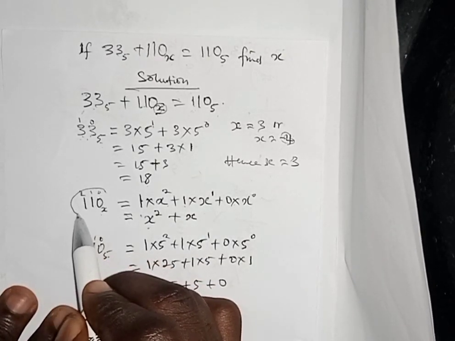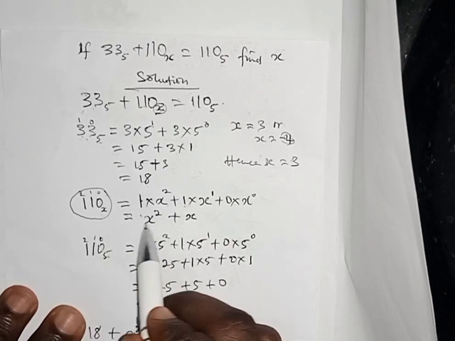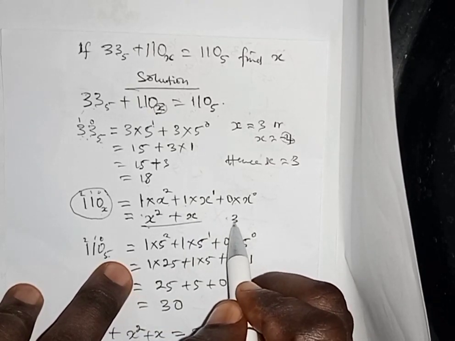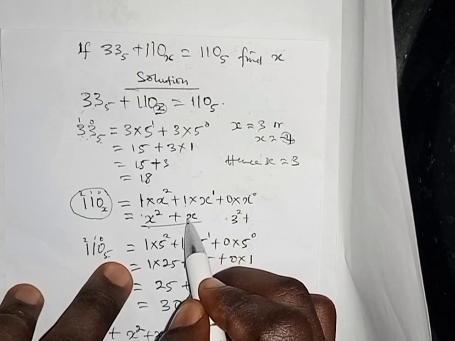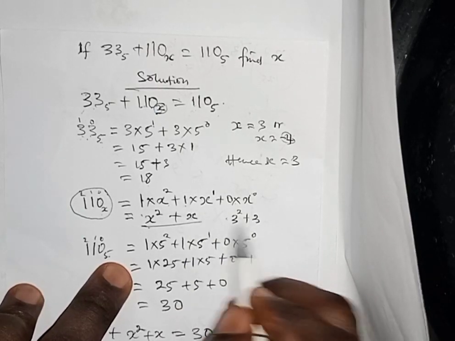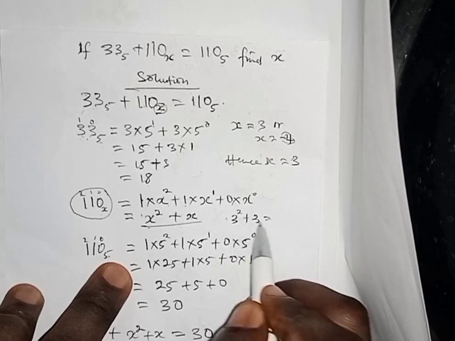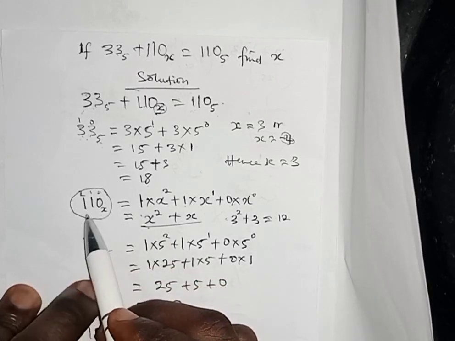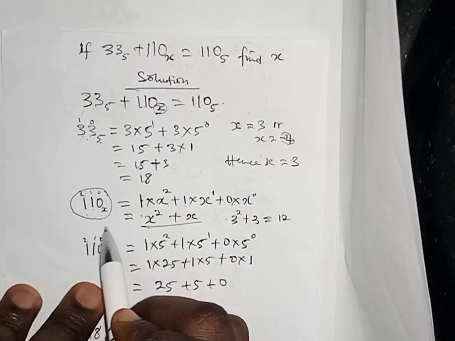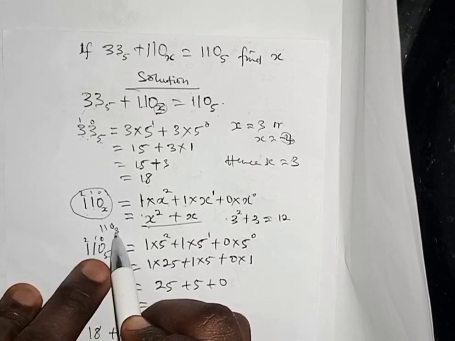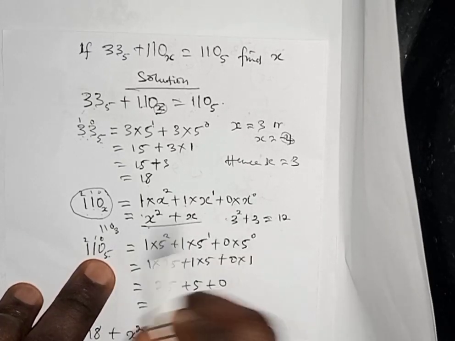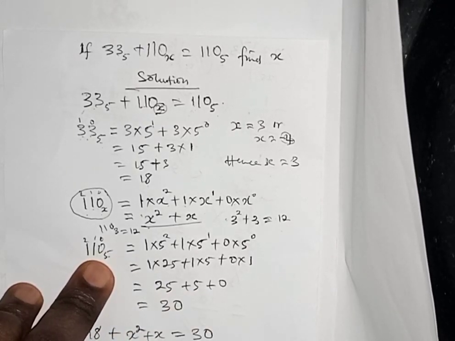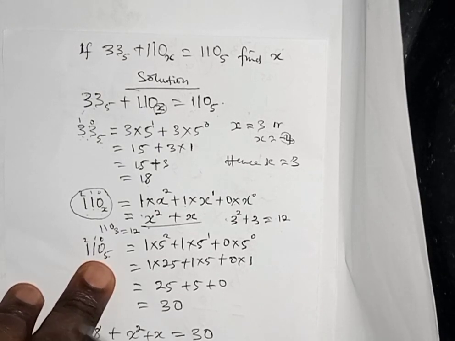When we try to convert this to base 10, this was what we had, and so we can replace all of this x with 3. We're going to have 3 squared plus 3 squared plus x. Okay, 3 squared plus x is equal to 9 plus 3, which is actually 12. Which means that the value of this 110 in base 3, because 3 is now our new x, is actually equal to 12 in base 10.